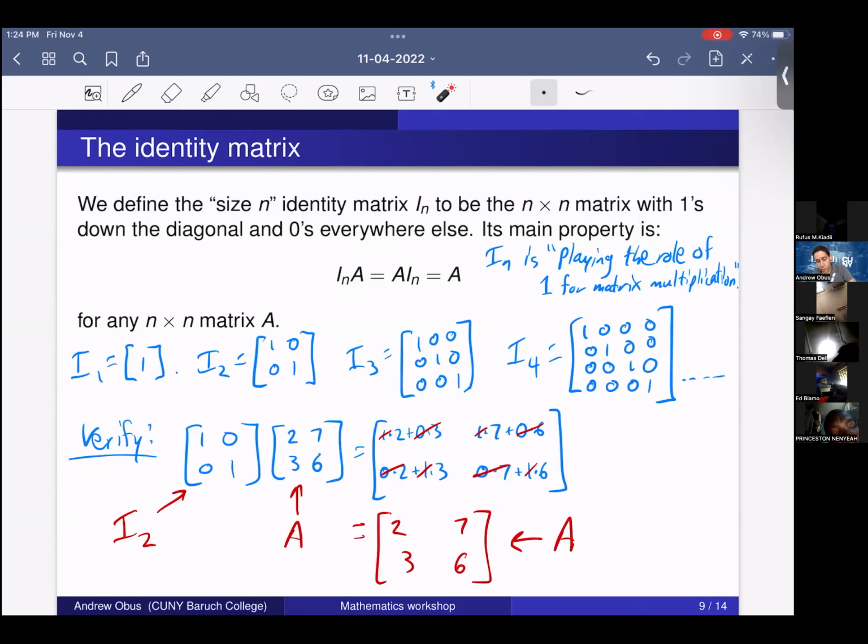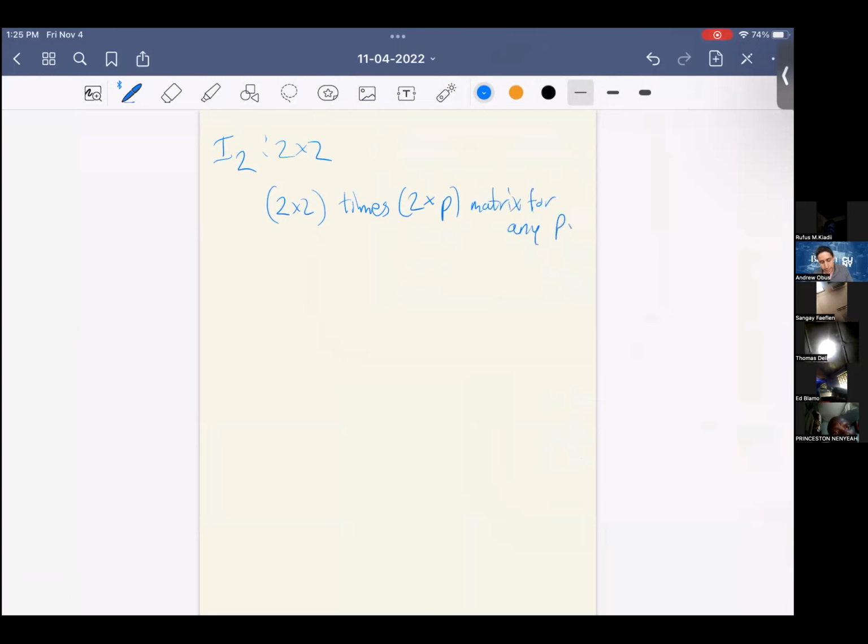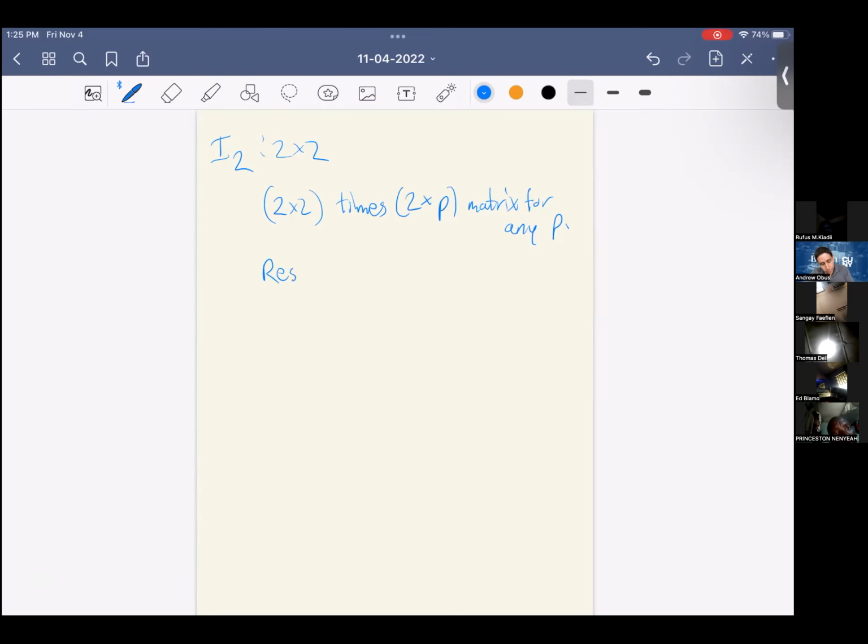Well, so that's a good question. So let me write this on a new page. So if I have the identity matrix I2, this is a 2 by 2 matrix. So right now I'm just multiplying it by 2 by 2 matrices, but in fact, I can multiply it by a 2 by P matrix for any P. If this is a 2 by 2, I can multiply it by a 2 by P matrix for any P, and the result is going to be a 2 by P matrix.